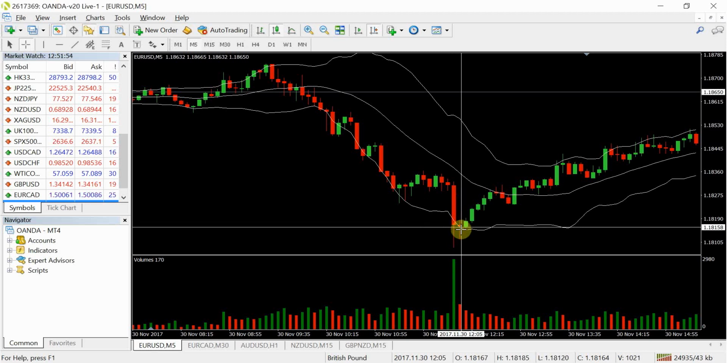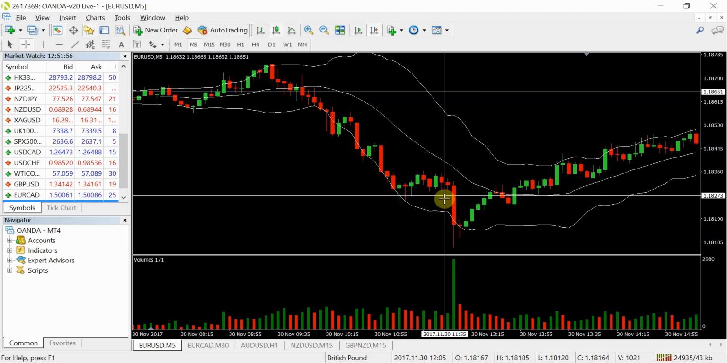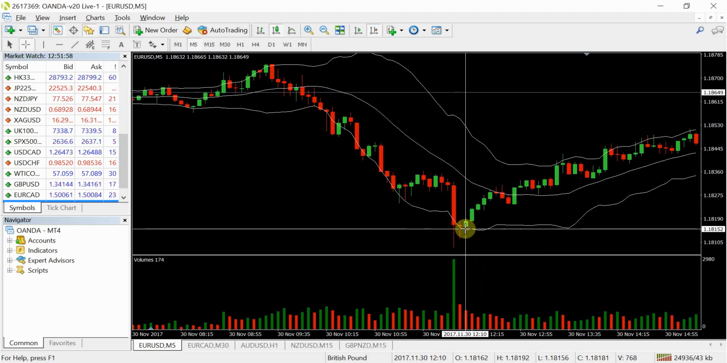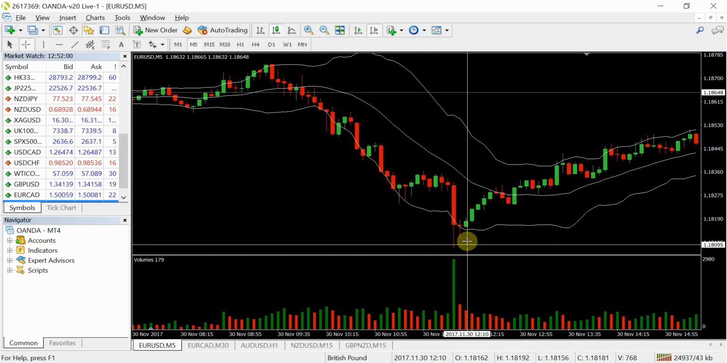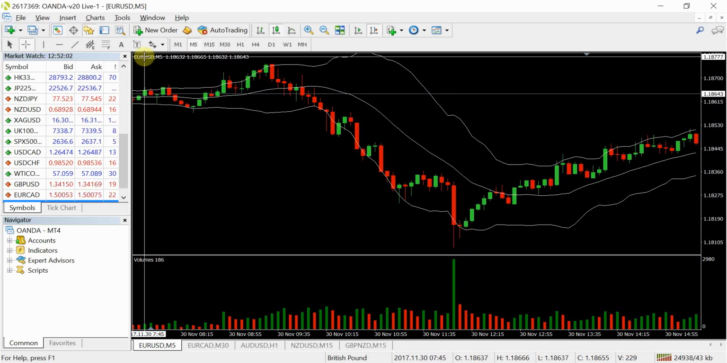But we've got another red candle. So 1, 2, 3. And this one, there you go. So here it activates over here on this bar. So what it does now is we'll take it off the low of the 3.